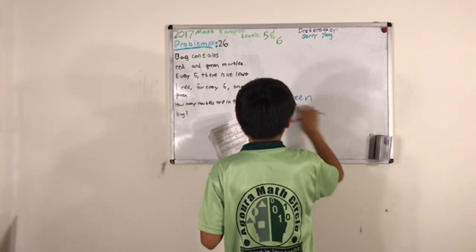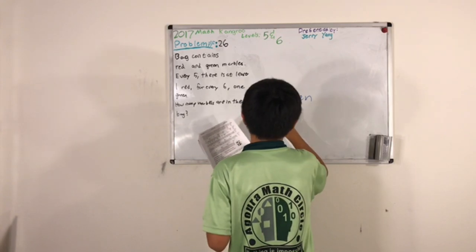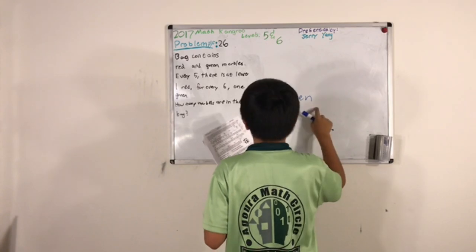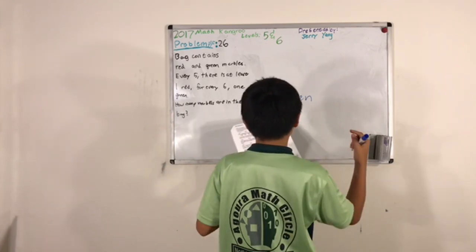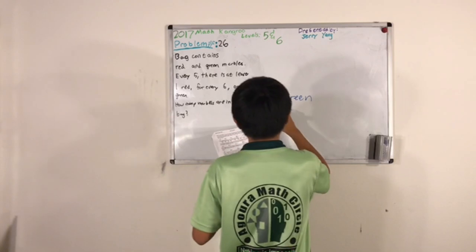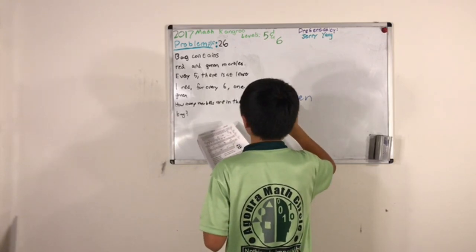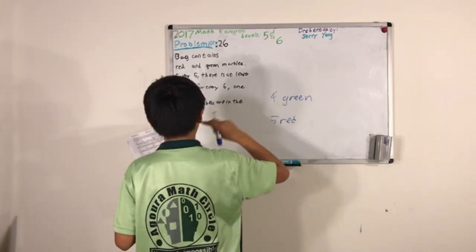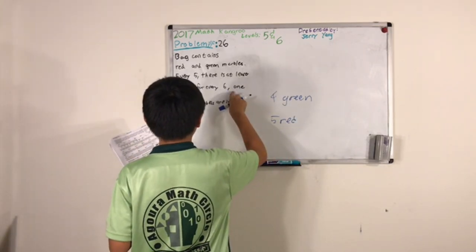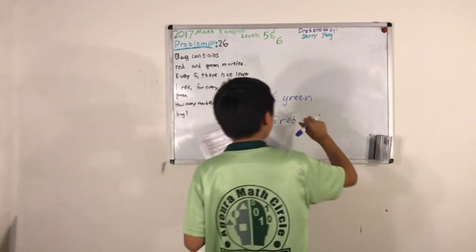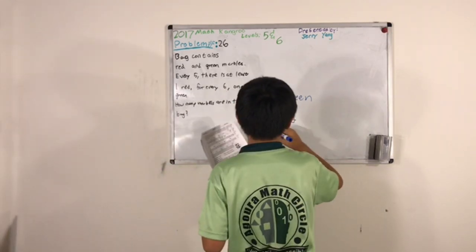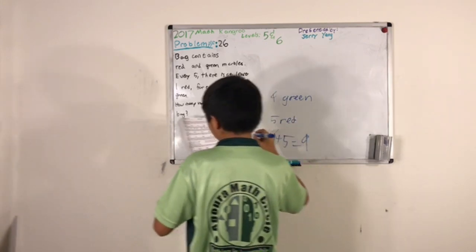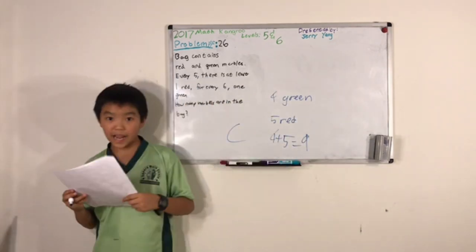Because if we have 4 green, then it's possible that in the 5, you pick out all 4 green and then you just pick out one red for the next one. And then from this same reasoning, we know that there are 5 red, because there is at least one green for every 6. So with this information, we can just add 4 plus 5, and we get 9. Therefore, our answer is C, 9.